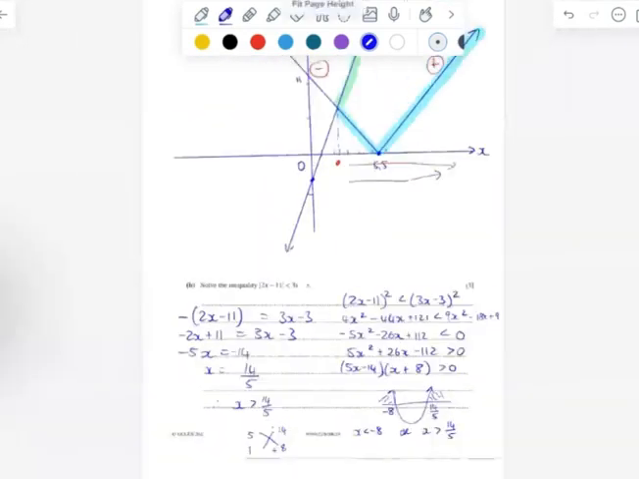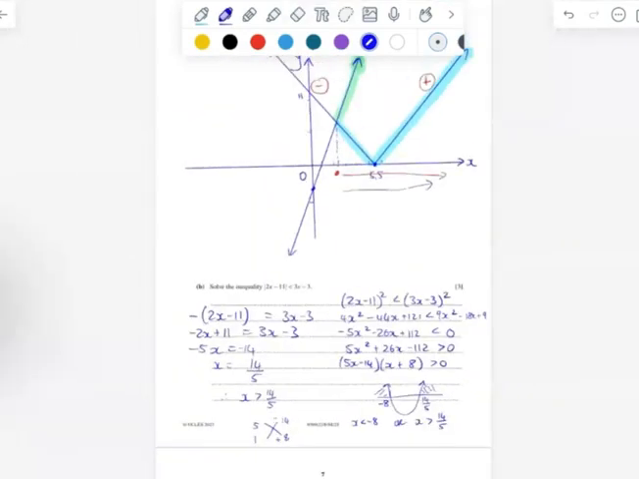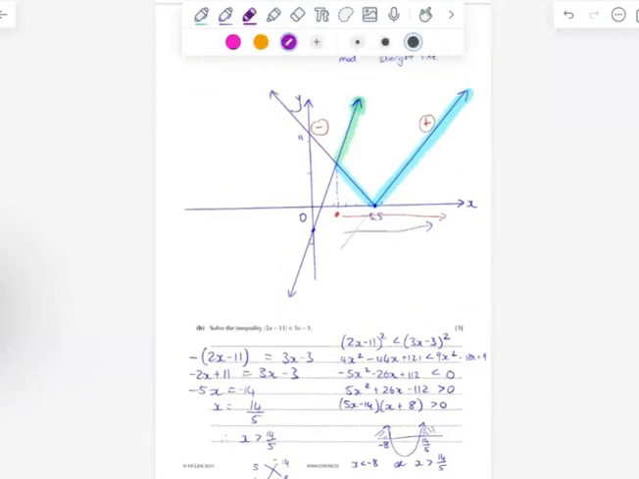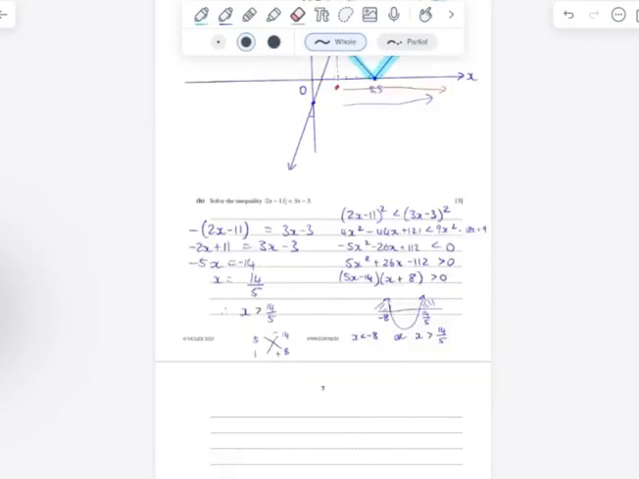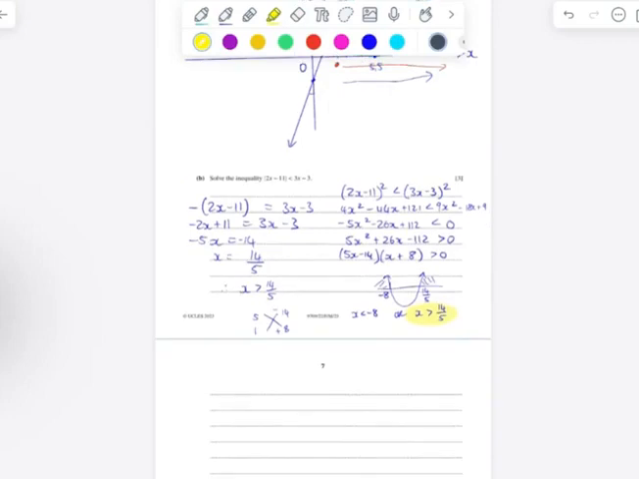Okay, but the problem now is, where does that other answer come from? It basically comes from if this line was extended further down, those two would meet at negative 8. So that's where the answer is coming from, but that's actually not the way that this graph works. So this answer is not valid. It's only the one answer, x is greater than 14 over 5.